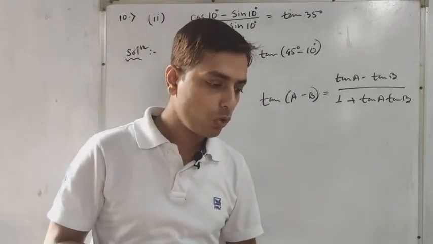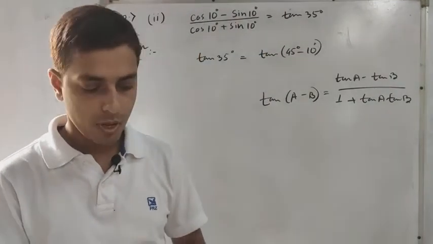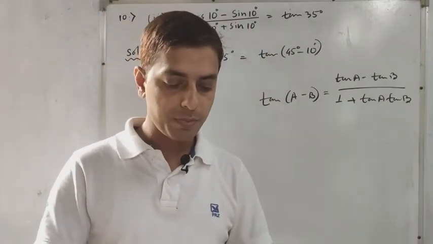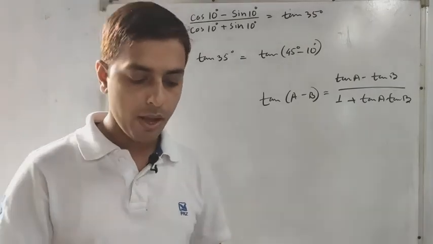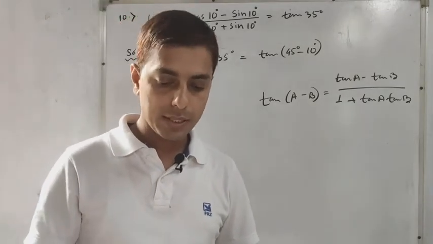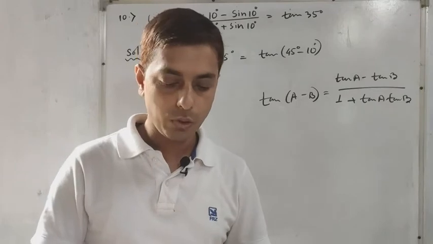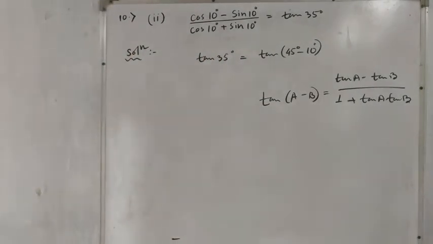After this, we are going to solve question number 11 of your textbook. That is, if A plus B plus C is equal to 180 degree, then prove that tan A plus tan B plus tan C is equal to tan A into tan B into tan C. Okay, this is the question. Now look at it: if A plus B plus C is equal to 180 degree, then prove that tan A plus tan B plus tan C is equal to tan A into tan B into tan C. Okay, so let's see how to solve this question.